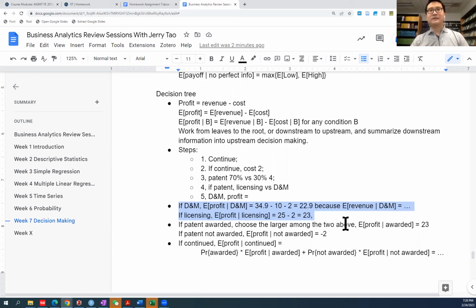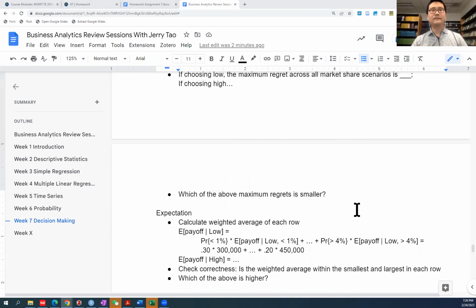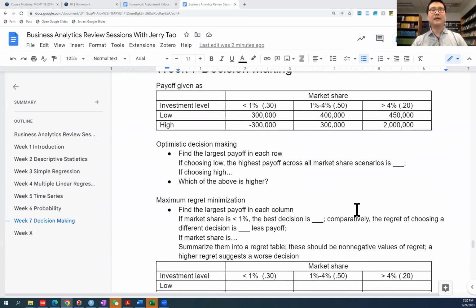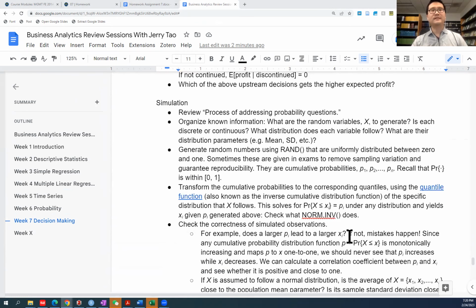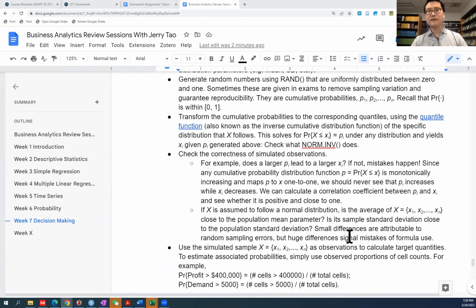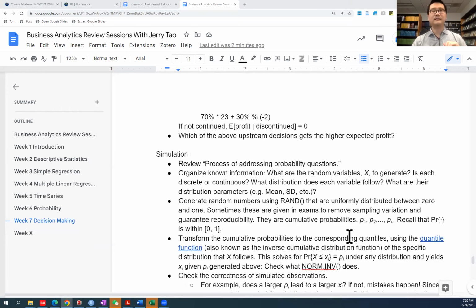Great. Any questions regarding decision tree making? All right. How about other questions and problems? In problem 2, we also need to play with expectation. And in problem 3, it's a simulation. Did you have any questions in any of these two parts?